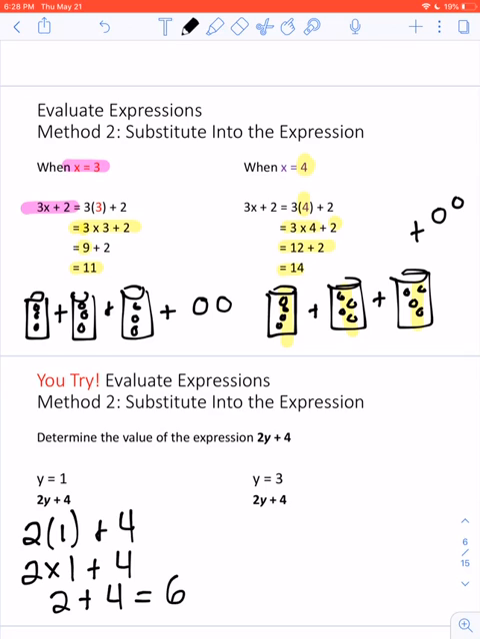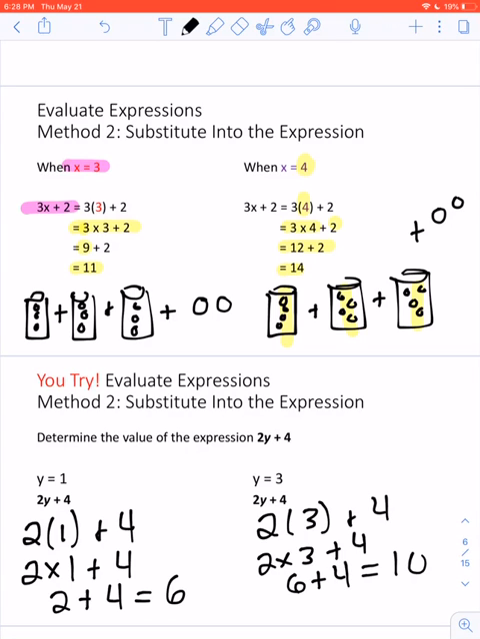Next, let's try it when y is 3. 2 times 3 plus 4. 6 plus 4 equals 10. So hopefully you got both those answers, and if you did, awesome, good job. If you didn't, go back and rewatch this part again.